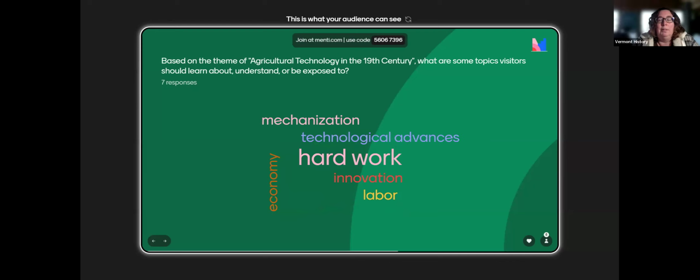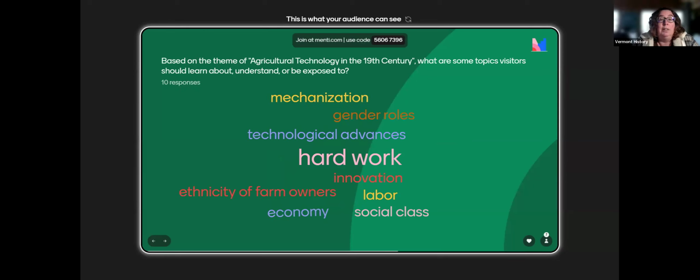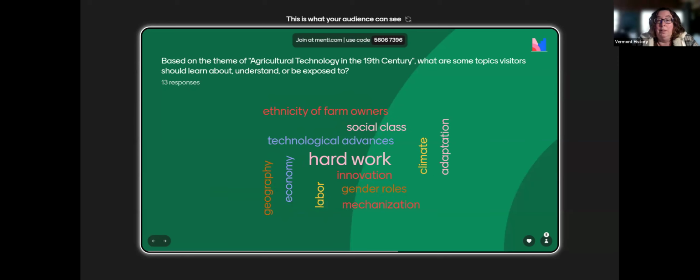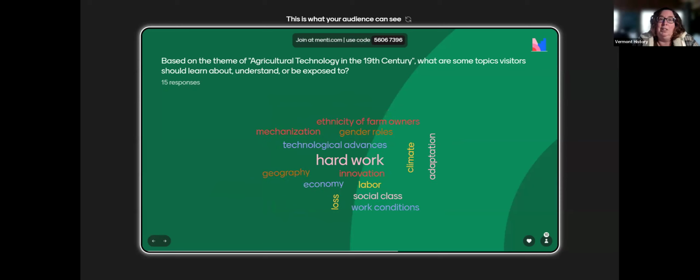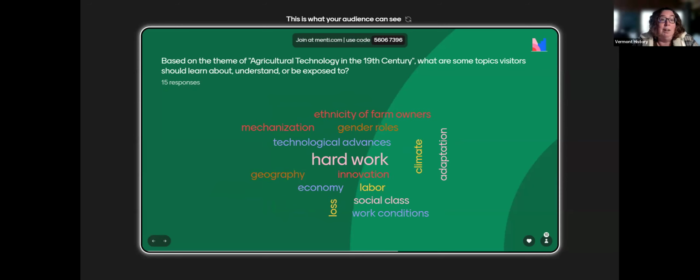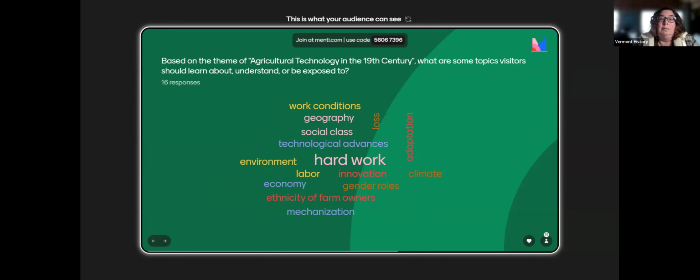Some of these words, you think about how might we use interpretation to talk about some of these things or to put them in our exhibit: economies of scale, working conditions, climate, adaptation, loss, geography, gender roles, working with animals. Love them all. Loss, right? In Vermont, especially.